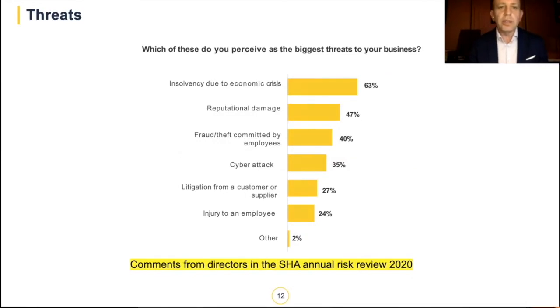One of the questions we asked is, what did you perceive as a business leader as the biggest threat to your business? Obviously, this question was being asked right in the heart of the lockdown. So insolvency was a big thing that especially smaller businesses were worried about. Reputational damage, fraud by employees, and cyber attack were almost in a tied second position there. If we ask the question again this year, which we're just about to start with our next annual risk review, I'm pretty sure that cyber will have moved up the list significantly.